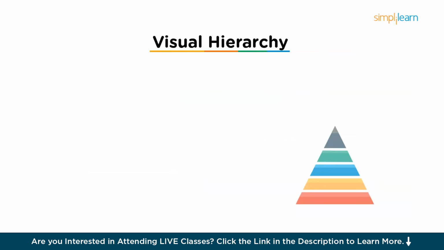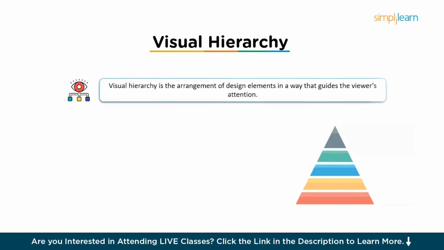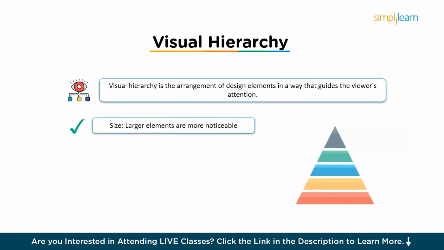So now moving on to the visual hierarchy. So what is it? A visual hierarchy is the arrangement of the design elements in a way that guides the viewer's attention. It ensures that the most important elements are noticed first and that the viewer can navigate the content in logical order. Some of the key concepts are the size.